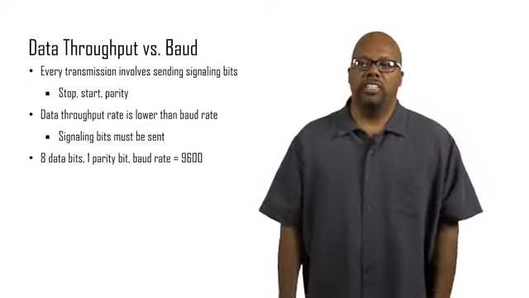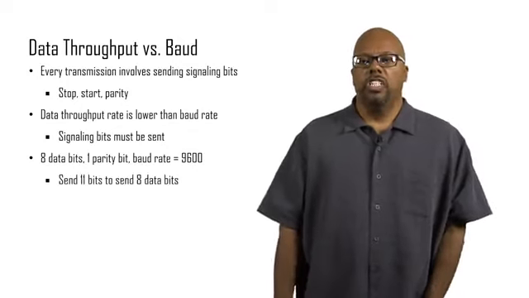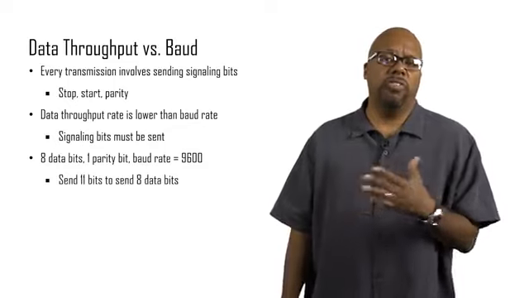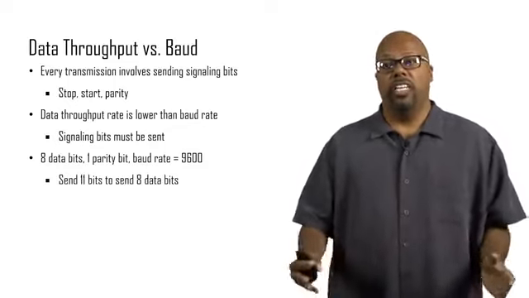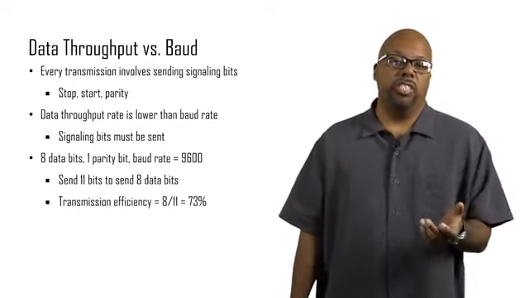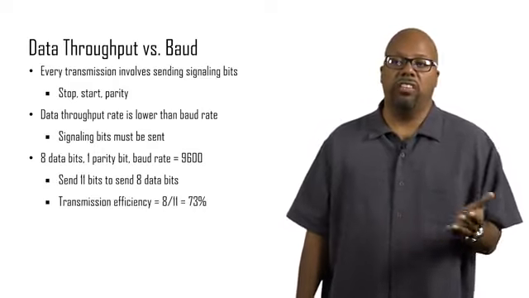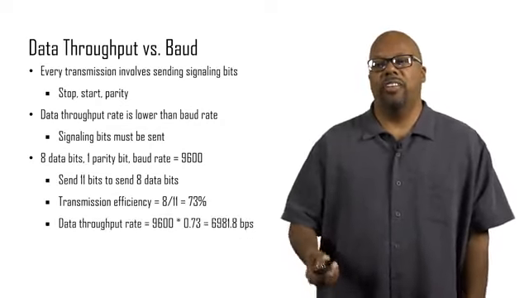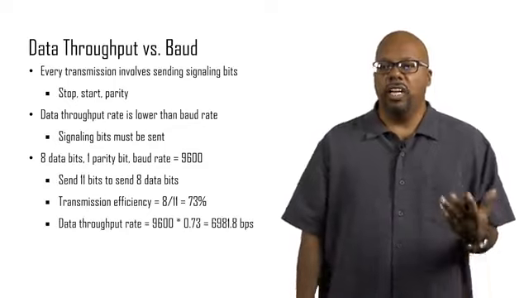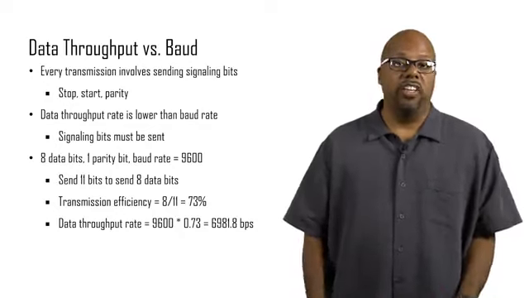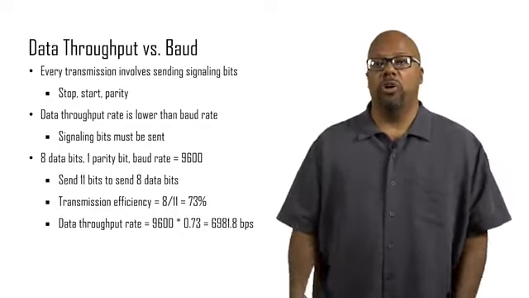Now let's say the baud rate is 9600 baud. So 9600 bits per second is the maximum rate that can be sent. But you're sending 11 bits to send 8 data bits. So your data throughput would be less because your transmission efficiency is only 8 out of 11. So you get 73% efficiency out of that. So your data throughput rate is actually only 73% of 9600. So you get 6981 bits per second of data that you can actually send when you're using 9600 baud under those assumptions. Thank you.